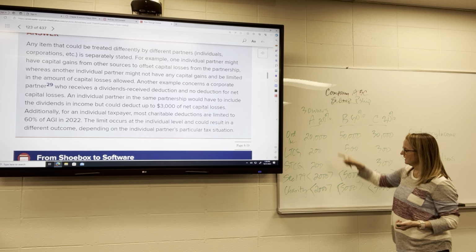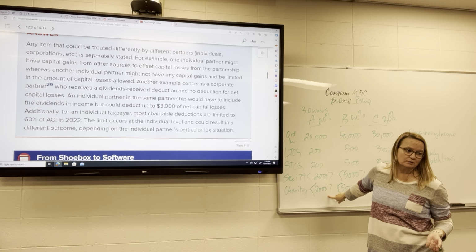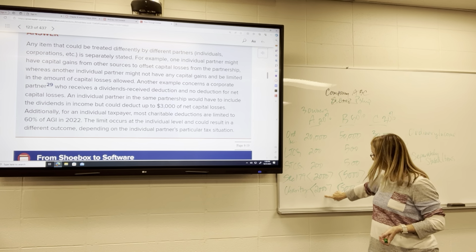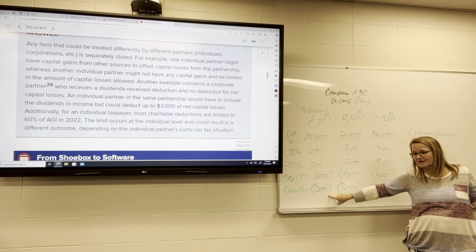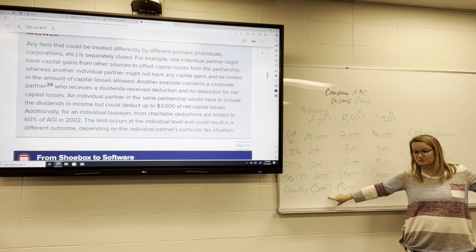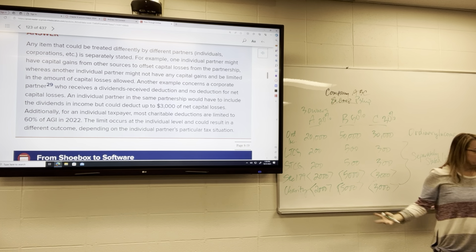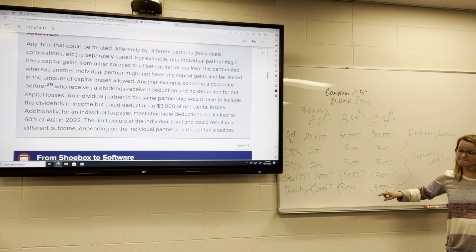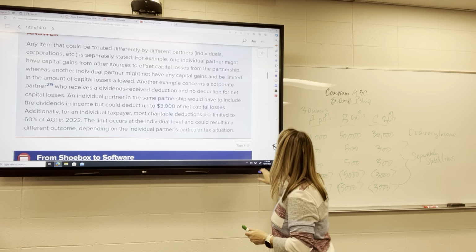Well, if partner A, who's married filing jointly, has a total of $12,000 of itemized deductions, including the $2,000, they're not going to itemize their deductions, so they're not going to get to claim this anyway. They're going to take the standard deduction. Whereas maybe partner B has $50,000 of itemized deductions, so that $5,000 is going to help them out. It's going to help reduce their taxable income. Right, so that's going to be treated separately as well.